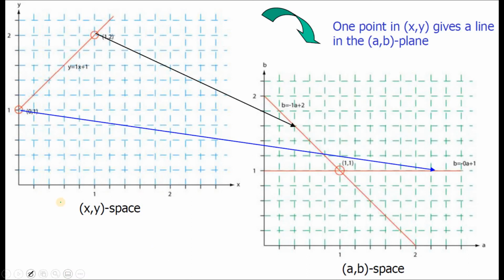Let's say you have 2 points over here in the xy image space. One point is over here and one point is over here. Just ignore the line for now. We only focus on the points. So what are the point coordinates? One of them is 0, 1 and the other one is over here, which is 1, 2.